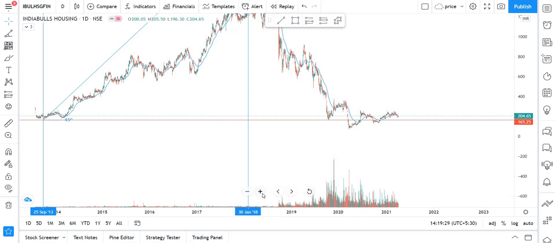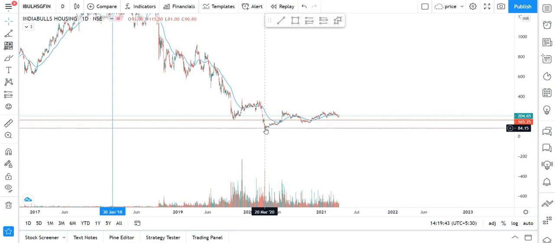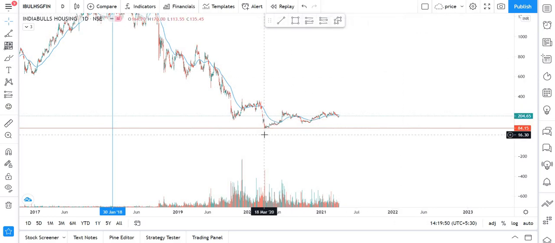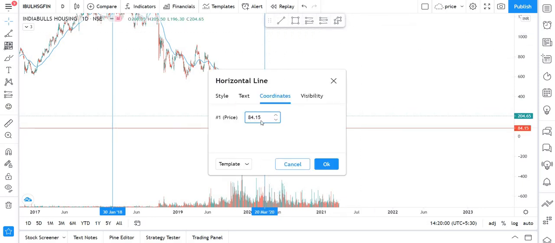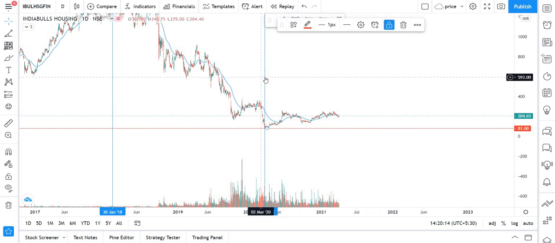I have to zoom in a bit, it's becoming difficult. Yeah, 20 March low is 81, and according to me this is the low. So Alt H line, this upper line we will delete. The date was 20th March, and Alt V for a vertical line also. Let's set the coordinate for this red line. Go to the settings, and it's saying 84, so we need to be very precise. 81 I think was the low. Yes, 81 was the low. Now let's lock this line, then also lock this line. Here we have locked the lines.